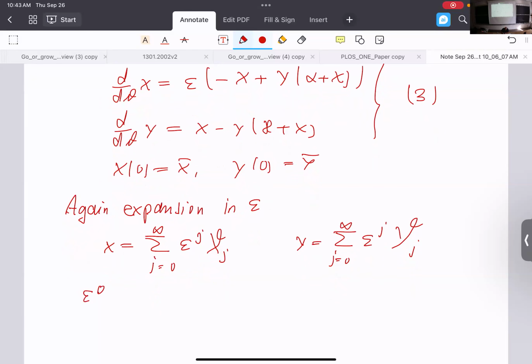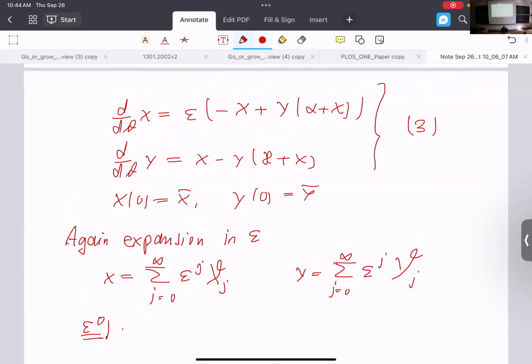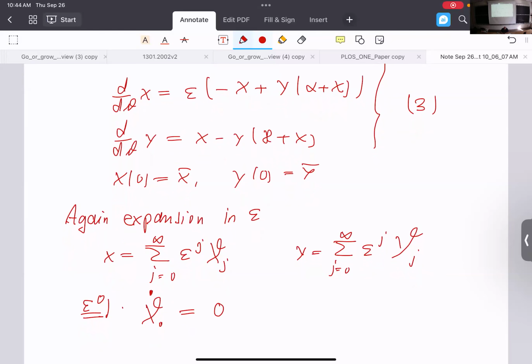Okay, collect epsilon 0 terms. Can we do this now without writing down all the sums? Let's try. So number 3, on the left-hand side, the 0 order term will just be big X0 dot. And then on the right-hand side, everything is multiplied with an order of epsilon, so there's nothing which has an epsilon to the 0. Okay, so we get a big fat 0.